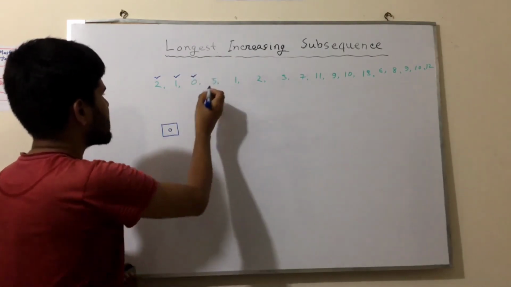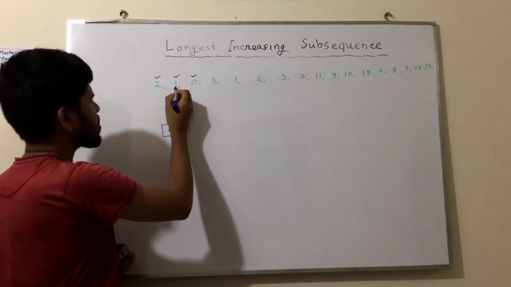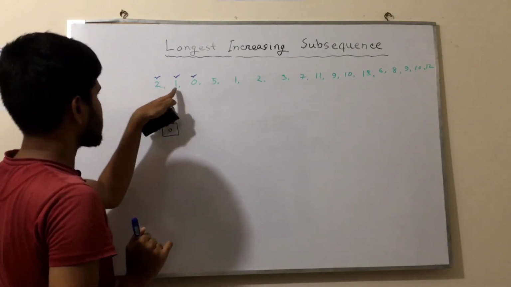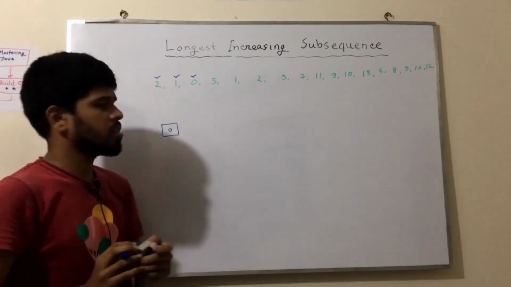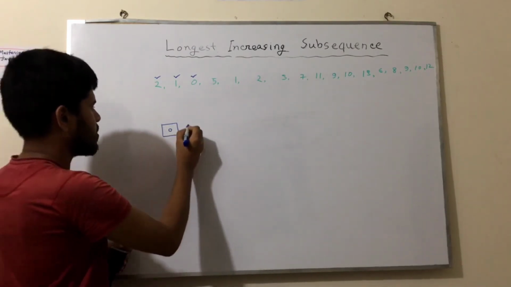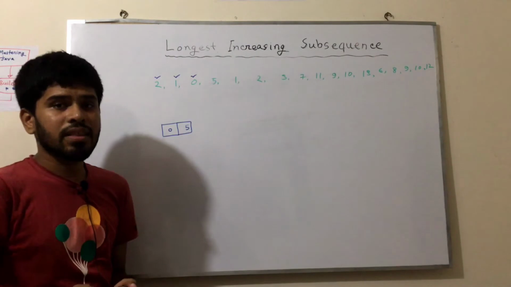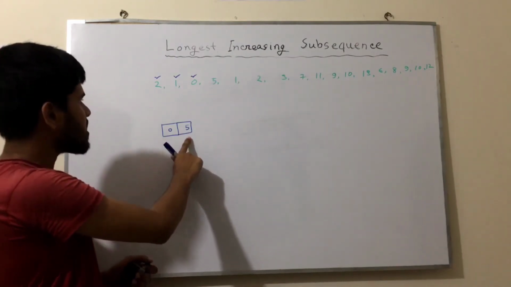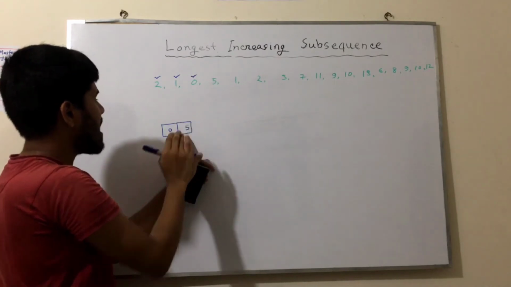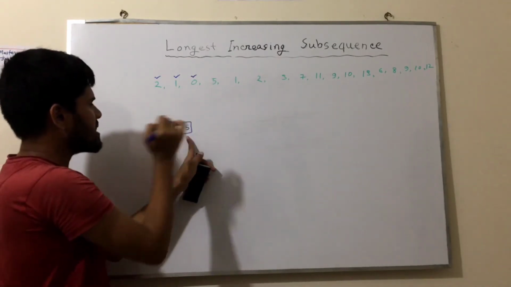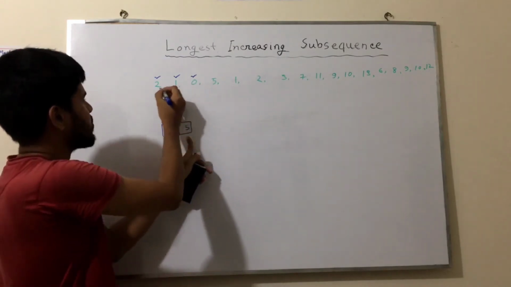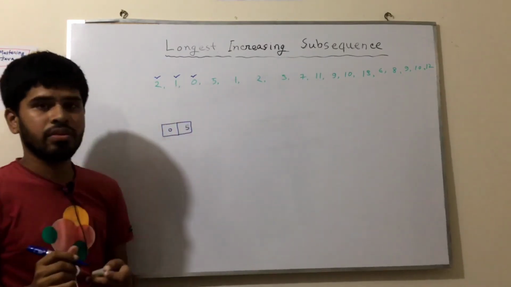5. We see 5 is greater than 0. 5 is also greater than 1, also greater than 2. So it's fine, we can add 5 here. Now we have the last element 5. What it tells us is that on the left of 5 we have at least one element which is less than 5. We saw that we have 3 separate elements which are less than 5.